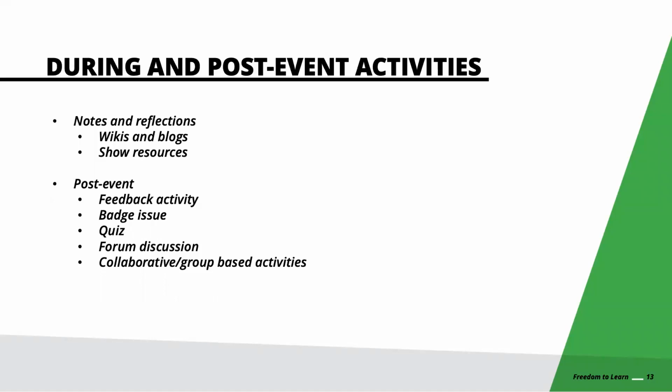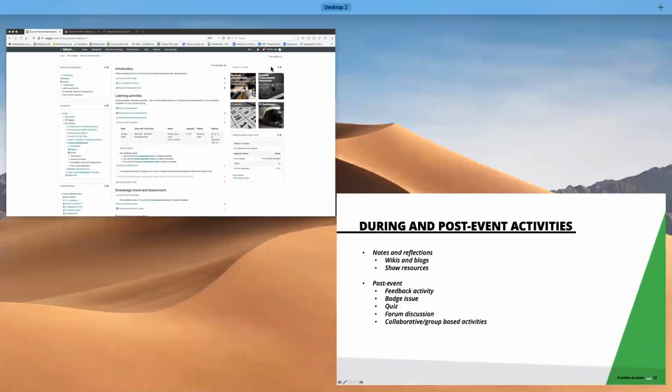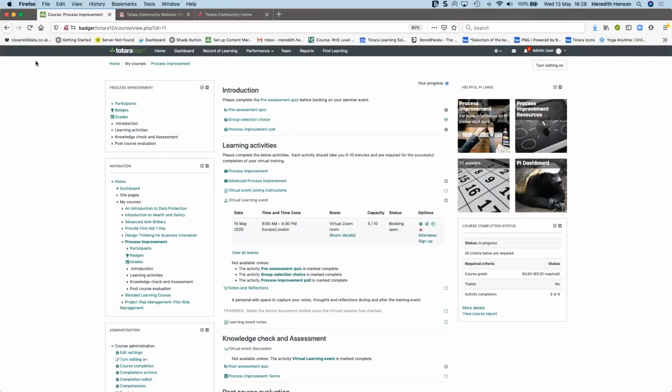It might be more personal, and you might allow or activate blogs at the site level and allow people to create a blog at the course level so that they can make more of a journal type thought about their experience across the course and the virtual training event as a whole.